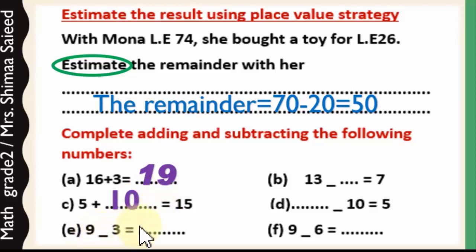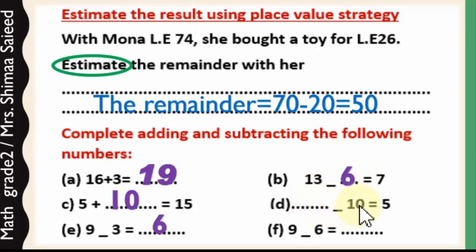9 minus 3 equals, we can count 6. We can count numbers after 3 to get 9. So we count 6 numbers. 13 minus unknown number equals 7. It's the same as 13 minus 7. We can say 13 minus 3 equals 10, minus 4 equals 6, using subtracting by making 10.